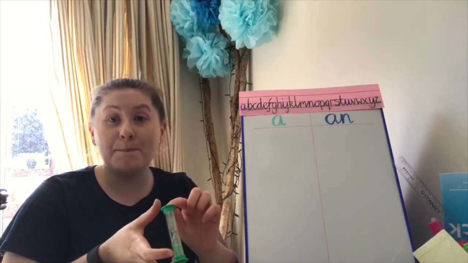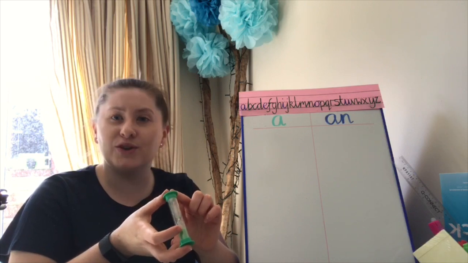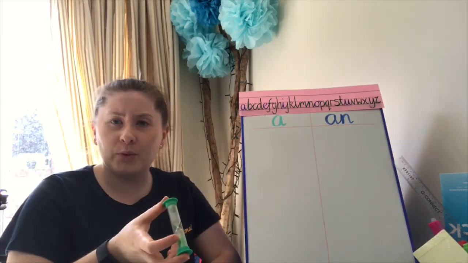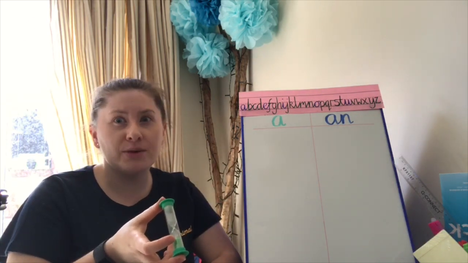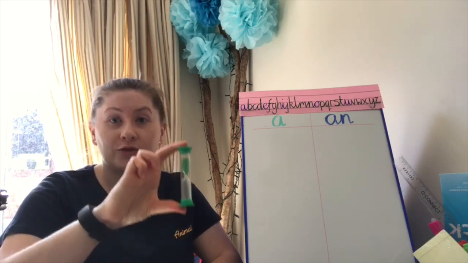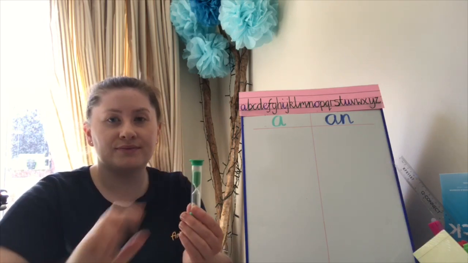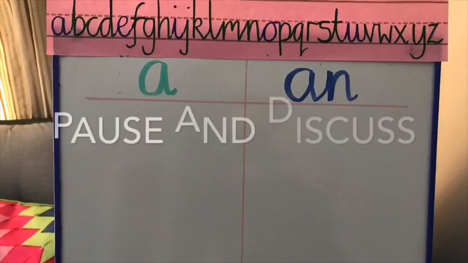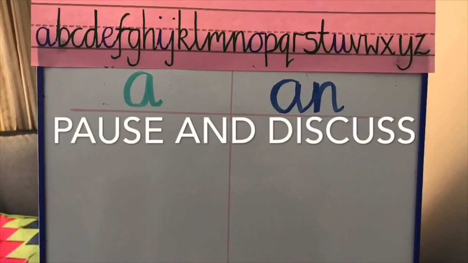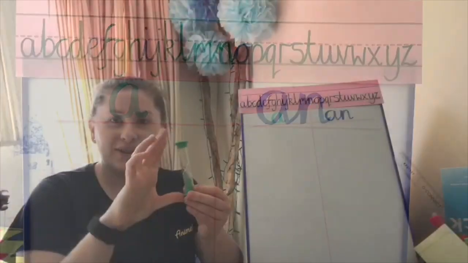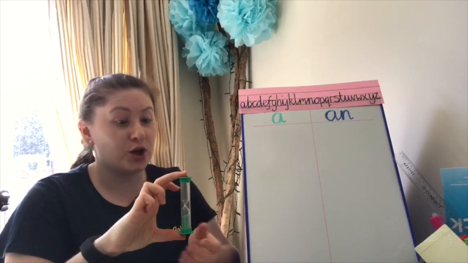Right, I've got my timer. I'm going to give you a minute to talk to the people in your home, see if you can work out which column are we going to put them in. Which word determines our nouns? Off you go. Right, Year 3, that's your minute. Let's see if we can have a go together.